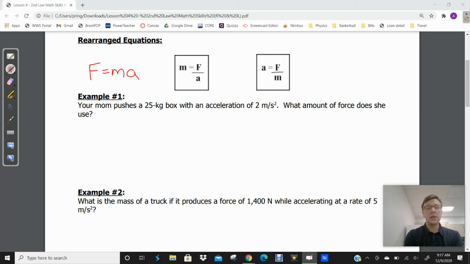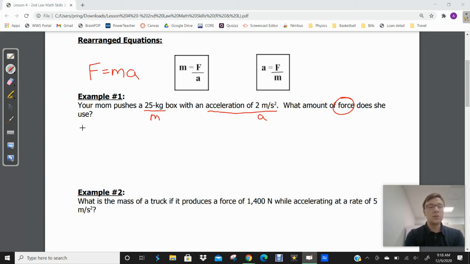As always, I would like for you to underline the things that it gives us. So it gave us 25 kilograms. Remember that kilograms are the units for mass. And it says that it has an acceleration of 2 meters per second squared, and that actually tells us what it is. It's acceleration. And then what amount of force? We're going to circle force here.